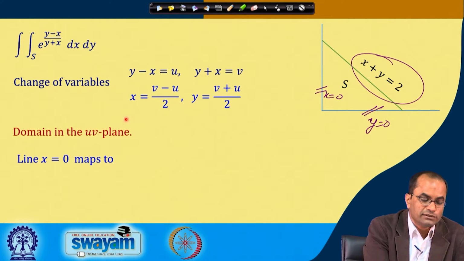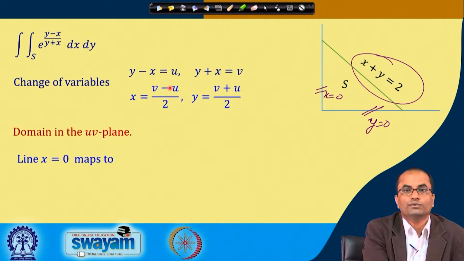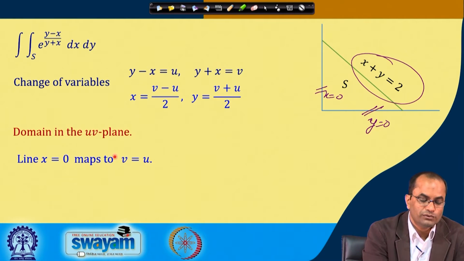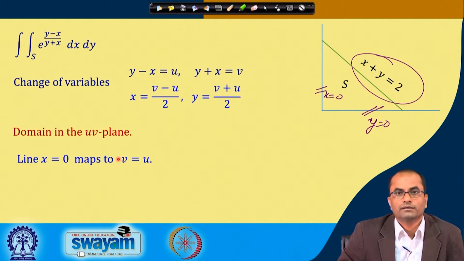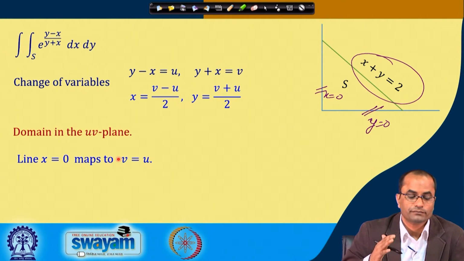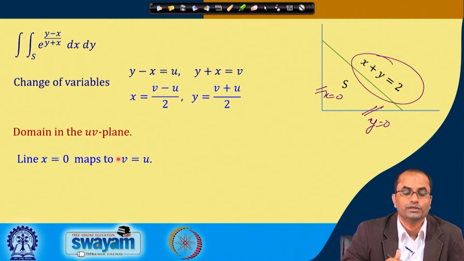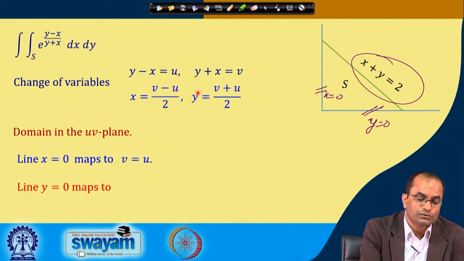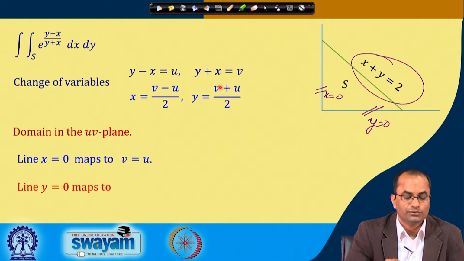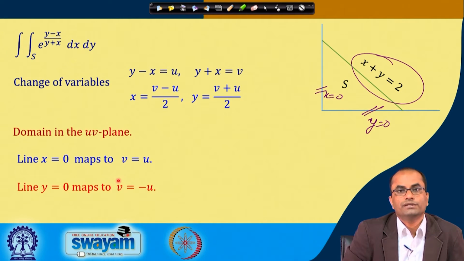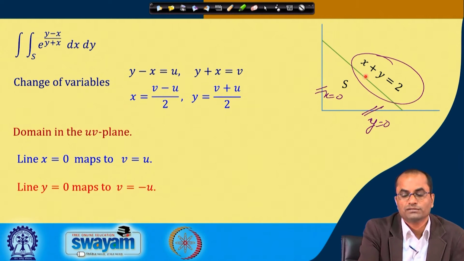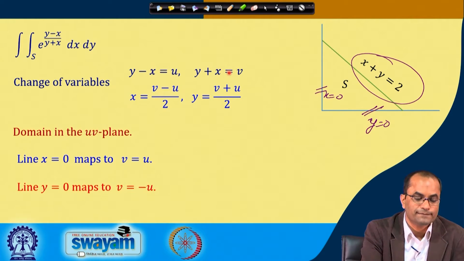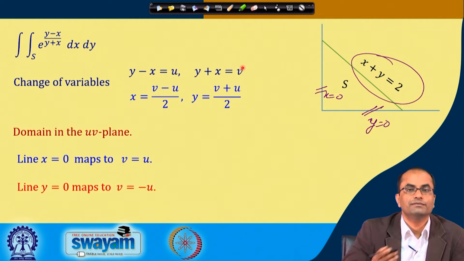So, the line x is equal to 0 implies v is equal to u. So, we got one relation in v and u, which will give us the boundaries of the new region. And the line y is equal to 0 will give v is equal to minus u. That is another boundary of the new region. The third line is x plus y is equal to 2, which means v is equal to 2.